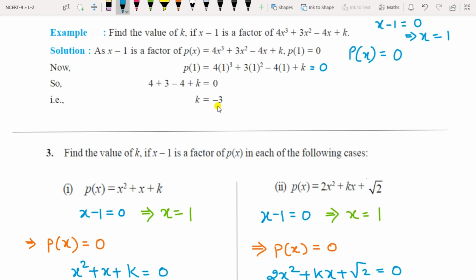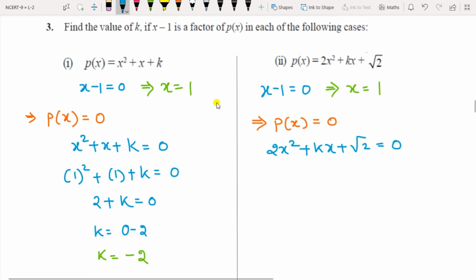So let us see the question. Find the value of k if x minus 1 is a factor of px in each of the following cases. So for each of the following cases, x minus 1 is a factor. So x equal to 1 here, px should be equal to 0 because it is a factor, and therefore that means remainder is 0 here. So px equal to 0, substitute px value, and equal to 0, substitute x value here, and you will get k equal to minus 2.